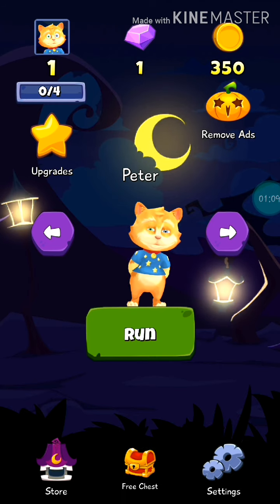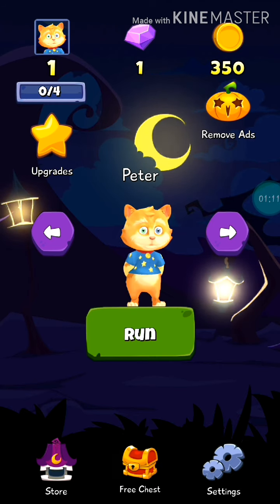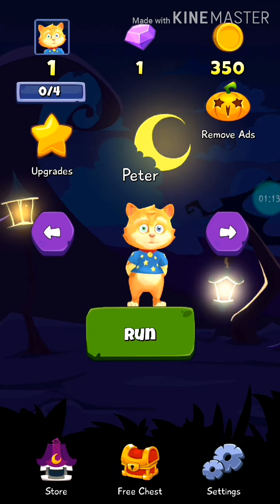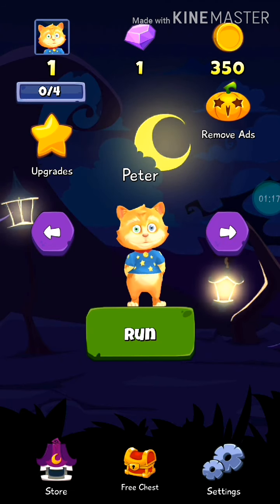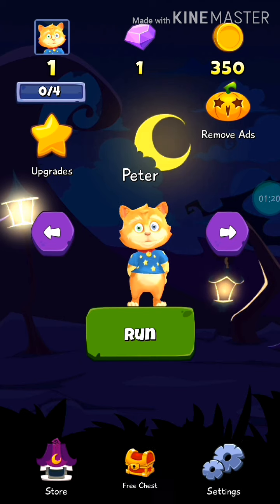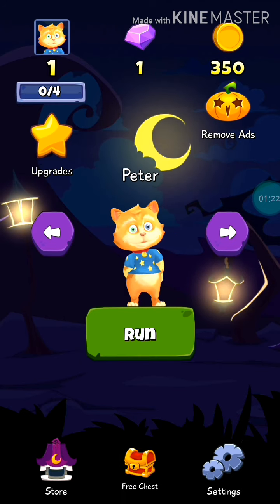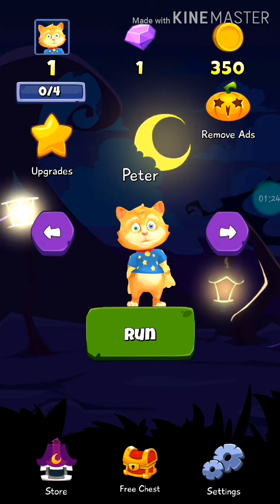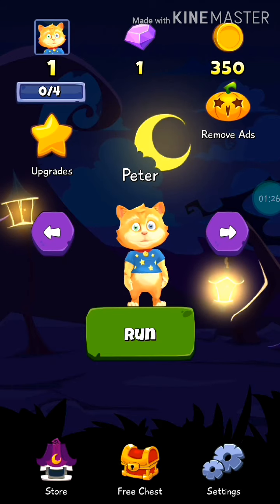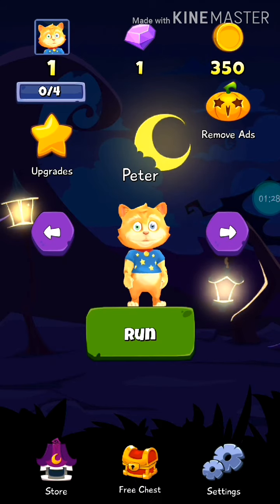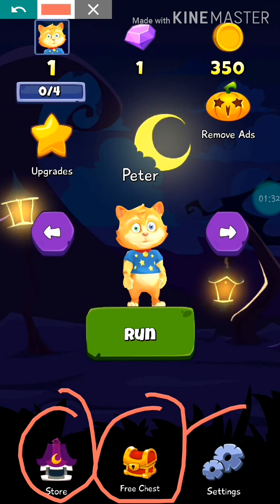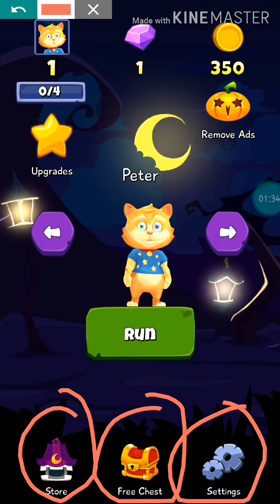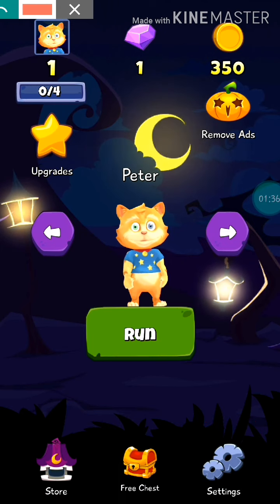You can see here many things are given, that is the level, diamond, points and all those things, upgrades. There is a cat, it looks very beautiful, and after the cat you can see there is a run option, and also here you can see there are many options like store, free chat, setting. You can do the settings from here.